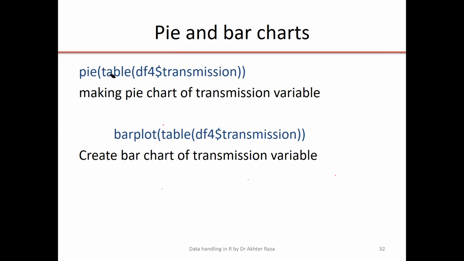The table command acts on a factor variable. The transmission is a factor variable, and a pie chart of this frequency distribution is to be displayed by this command. So here I am using two different functions. One function is the table function. The table function will generate a frequency distribution of the DF4 data frame on the transmission variable. So there are two types of transmission, automatic transmission and manual transmission.